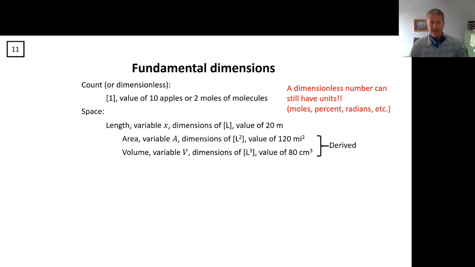In space, we've talked about length being the fundamental dimension. Just because they're used so much, I went ahead and threw area and volume on here, even though technically those are derived dimensions. I've also shown some examples of units you might be dealing with, like 20 meters or 120 square miles or 80 cubic centimeters for length, area, and volume.